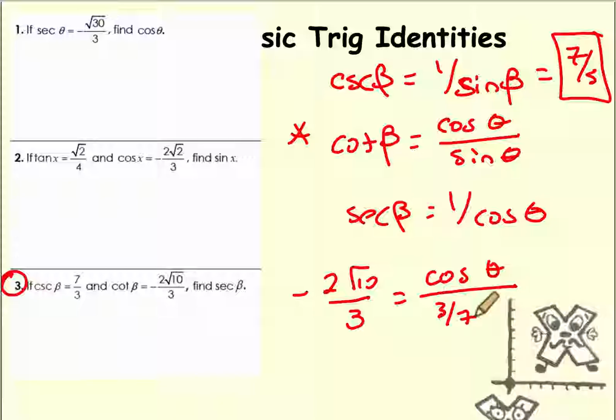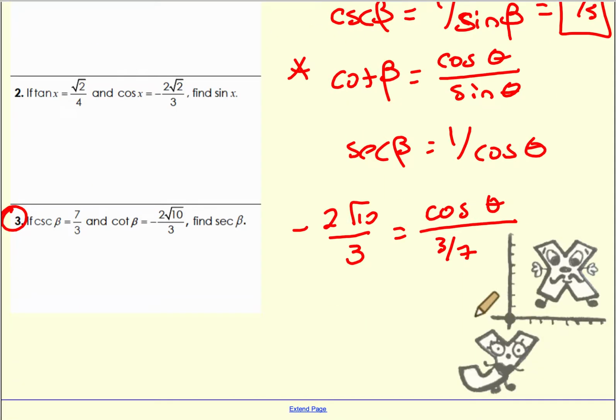So now I'm going to simplify this equation. I'm going to solve for cosine. I know that dividing is the same as multiplying by the reciprocal. Actually, I'm going to multiply this side by 3 over 7 to make that cancel. So I'm going to multiply this side by 3 over 7.